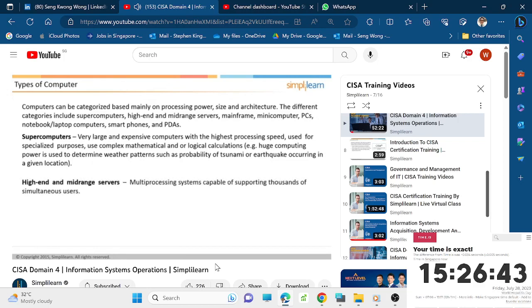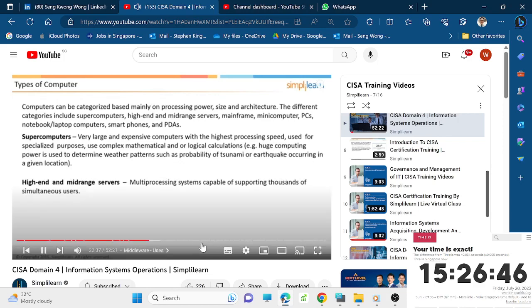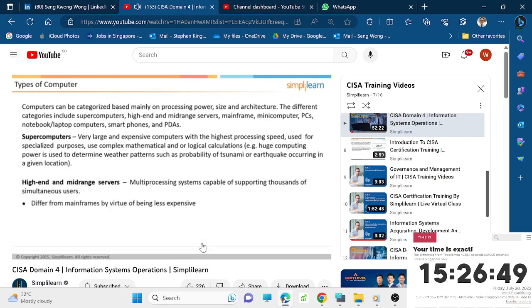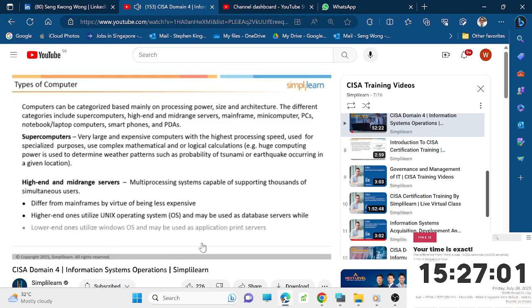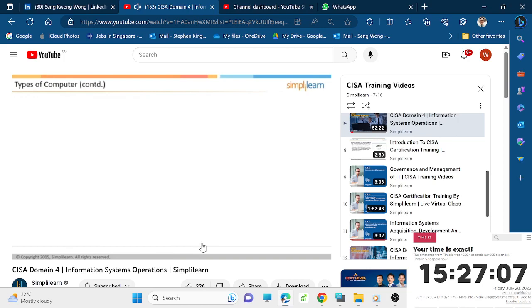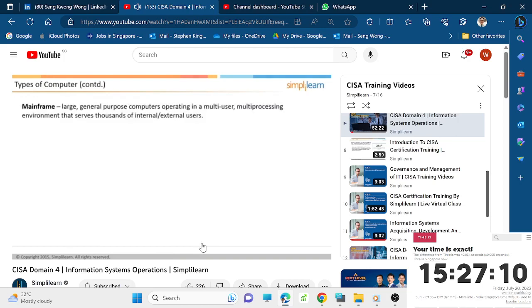High-end and mid-range servers are multiprocessing computer systems capable of supporting thousands of simultaneous users. These computers differ from mainframes by virtue of being less expensive. The higher-end ones utilize the Unix operating system, OS, and may be used as database servers, while the lower-end ones utilize Windows OS and may be used as application or print servers. Mainframe computers are large, general-purpose computers operating in a multi-user, multi-processing environment and usually serve thousands of internal and external users. Mini-computers are used by mid-sized organizations and operate in a multi-user, multi-processing environment.